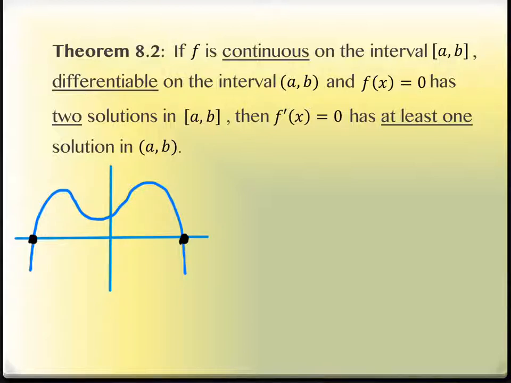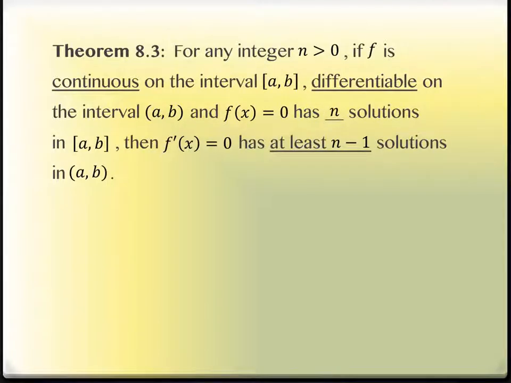Okay, so this is theorem 8.2. 8.3 takes that theorem and generalizes it. The previous one says I have two solutions, which means I have at least one location where I have a derivative of 0. In this theorem, all the conditions at the beginning are the same: continuous, differentiable. But this one says not two solutions, but n solutions. And instead of one answer to where the slope is 0, I have n minus 1, one value less. And so let's draw one more picture.